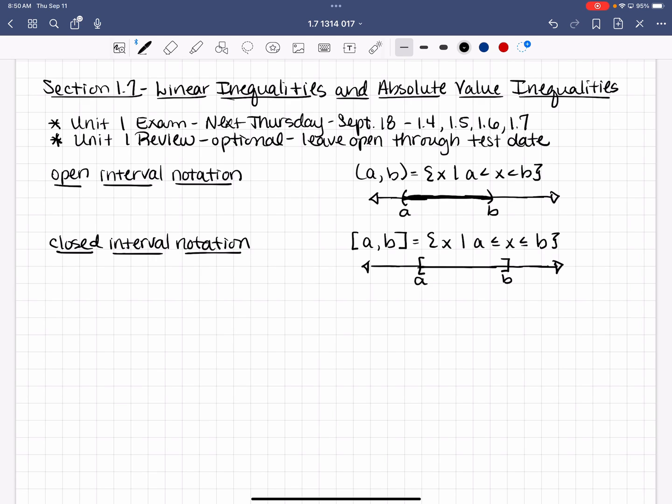I know. Brackets denote closed interval notation, infinite interval notation.